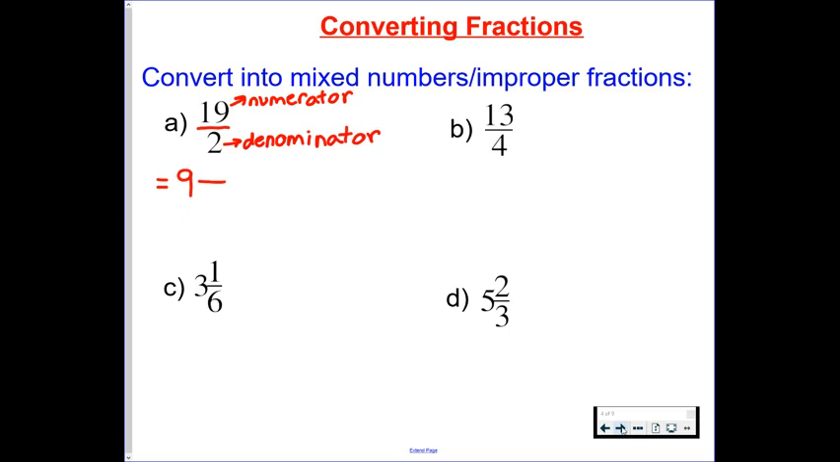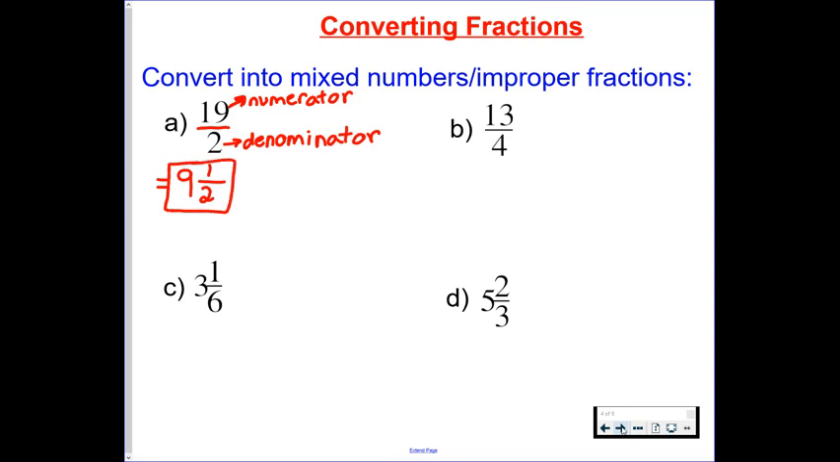Okay, the denominator, we're not changing this problem at all. We're just changing what it looks like. So the denominator is still 2. Okay, so now how we get the top, 9 times 2 is 18. To make 19, though, you just add 1. Okay, so 19 over 2 is 9 1/2.